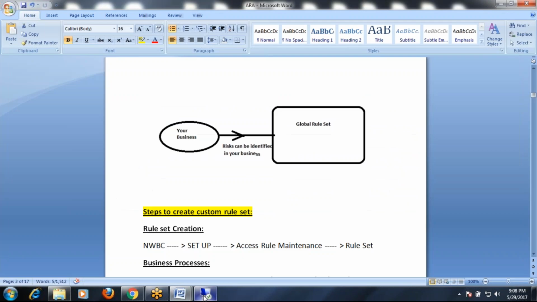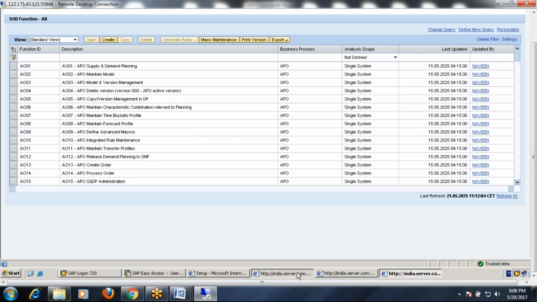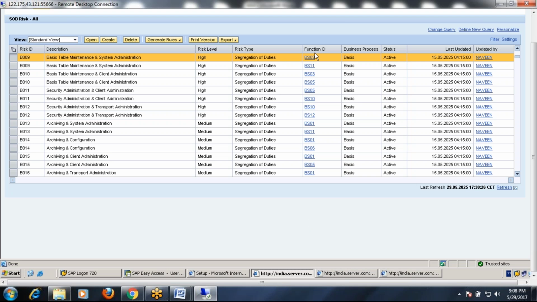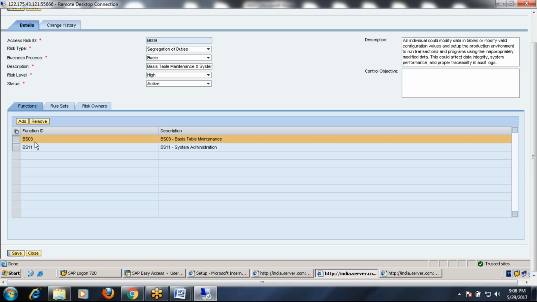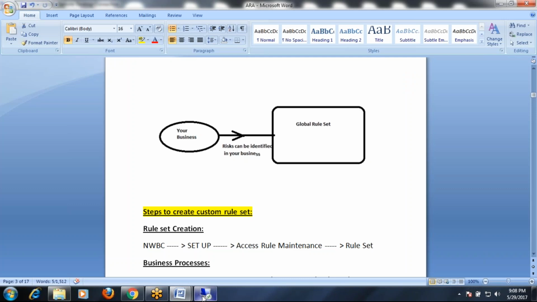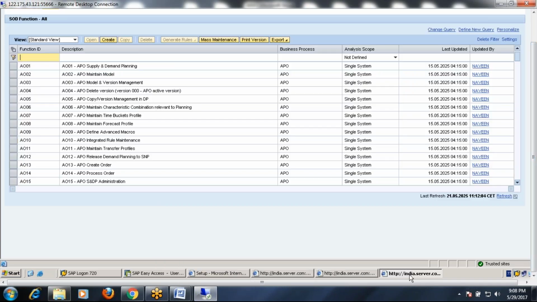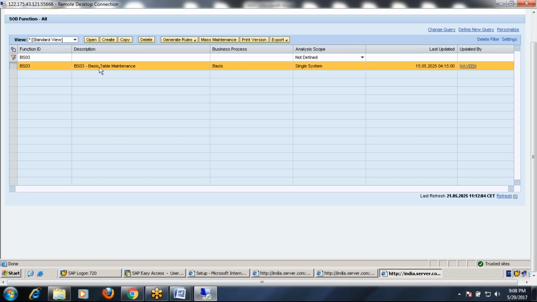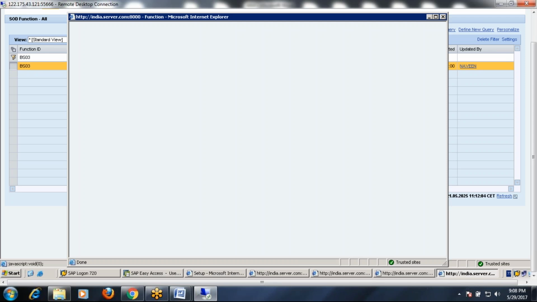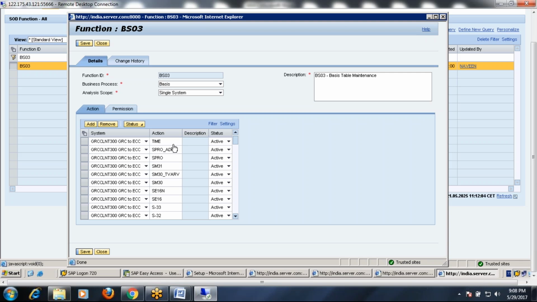Okay. So the function names I was referring to, these are the two functions, BS03 and BS11. Let us go to BS03 first, which is for basis table maintenance. So type the function BS03. This is a function, table maintenance. Open this. Inside the function you find the T codes now. So table maintenance can be done by these transactions.